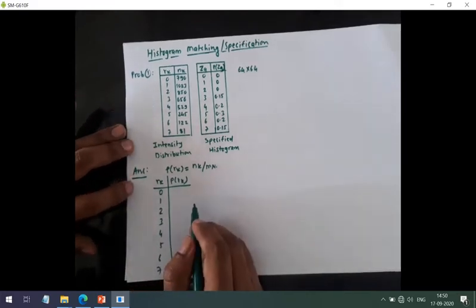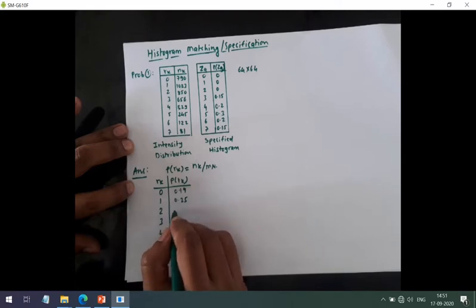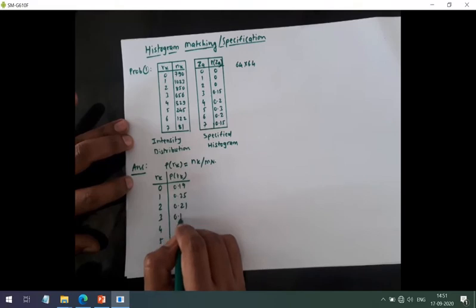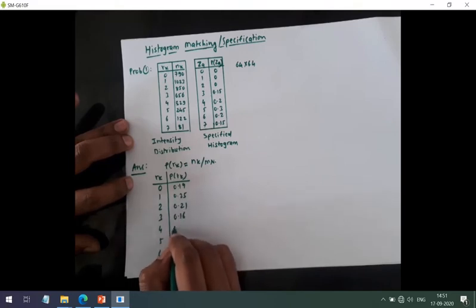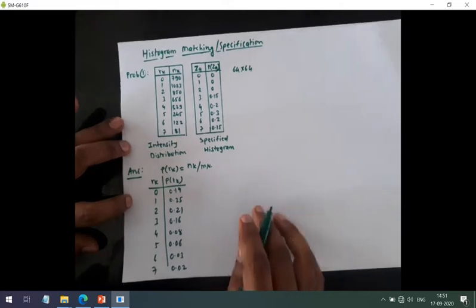P of Rk is 0.19, 0.25, 0.21, 0.16, 0.08, 0.06, 0.03 and 0.02.